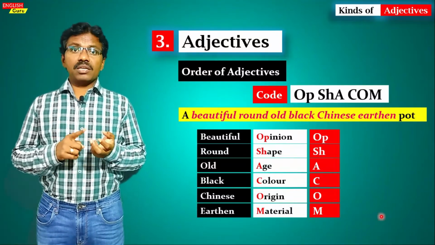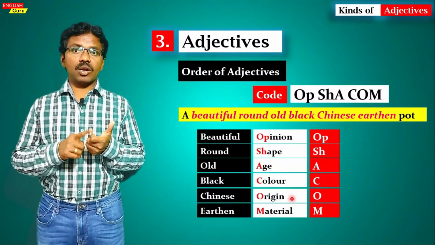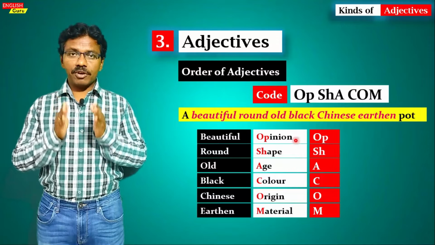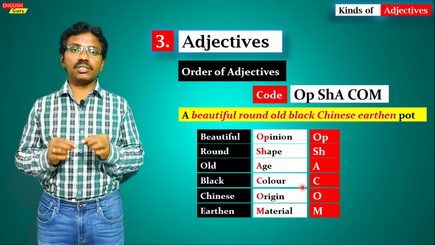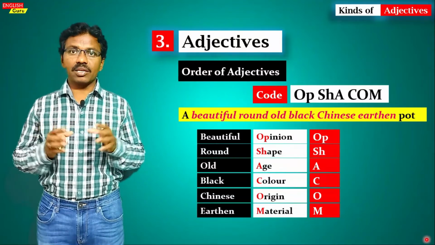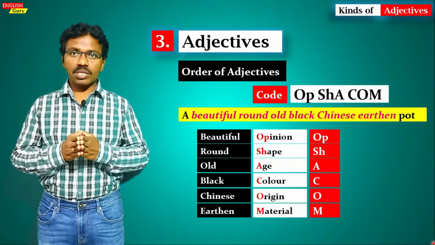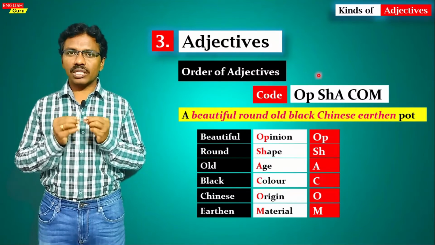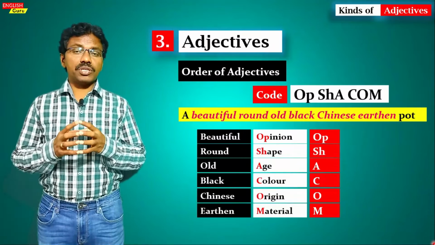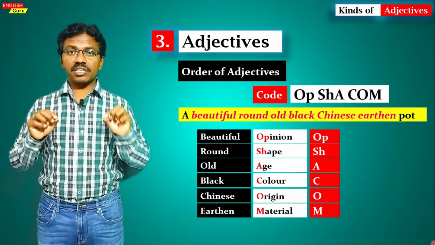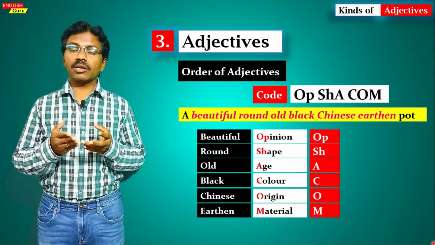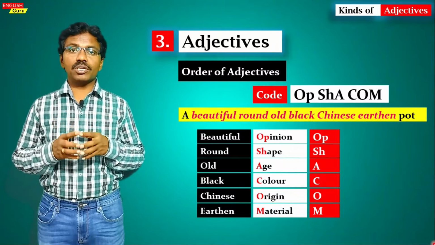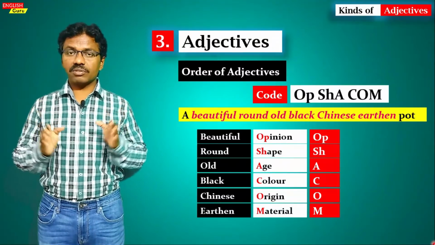So opinion, shape, age, color, origin, material, and this is the order, and we have to follow this order in arranging the adjectives in the right manner. So in order to remember all these, we have to use this OpShACom. It's a kind of clue key, and there are many questions regarding the order of the adjectives in exams like SI, Constable, BSRB, RRB examinations, and it is very important to remember the order of adjectives in a sentence.